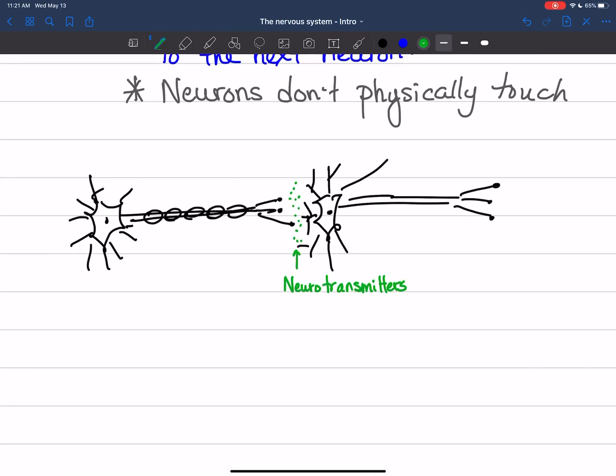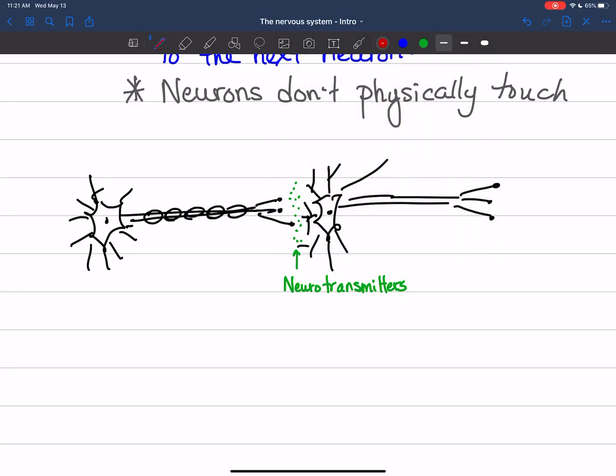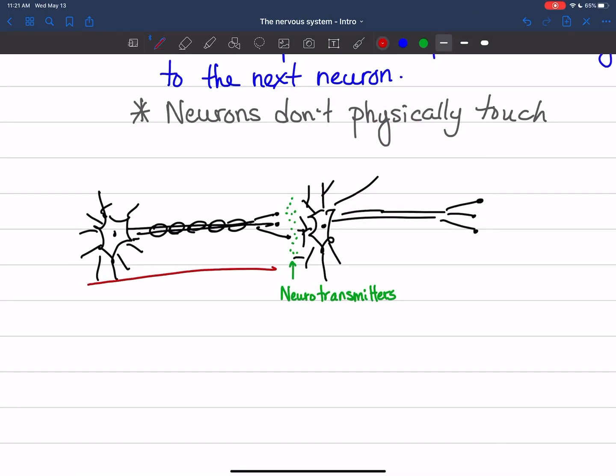So, in other words, when my message comes in from the dendrites and makes its way to the synaptic knobs, in order for it to go to the next one, I need those neurotransmitters to make the transition between one and the next. And then once the neurotransmitters bind with the next neuron, the next message is initiated. The next one is started. And we'll talk about that in a little bit as well.